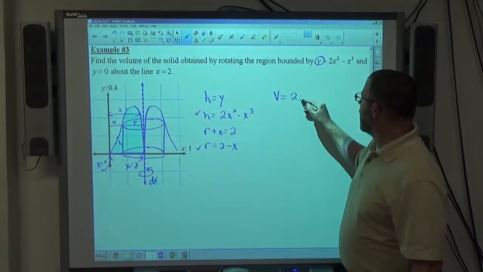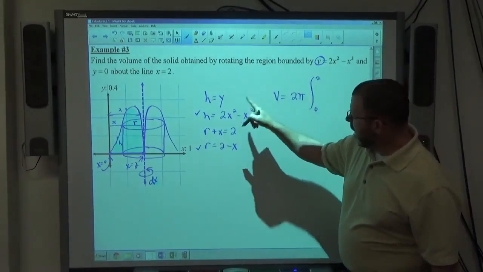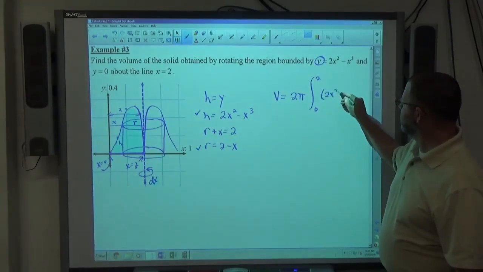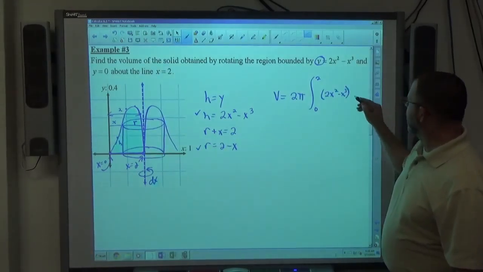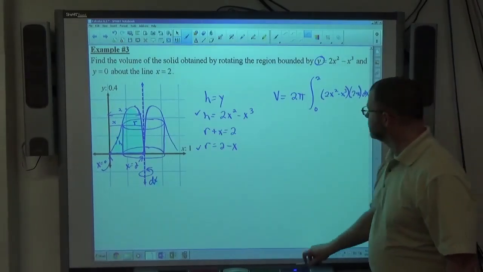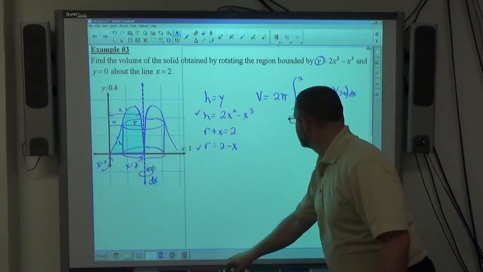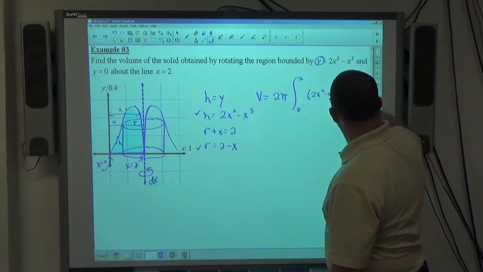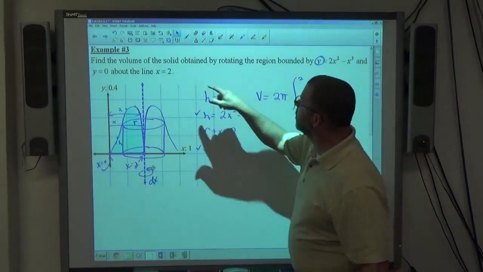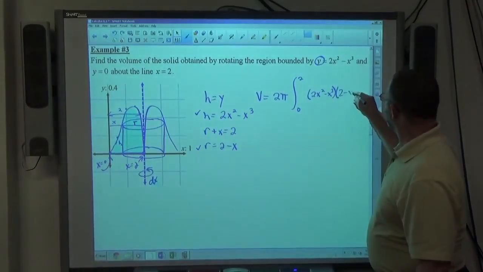Volume is going to equal 2 pi times the integral from 0 to 2 of height, which is 2x squared minus x cubed, times radius, which is 2 minus x dx. Miscalculated the space I was going to take. Make it prettier here. So 2 minus x dx.